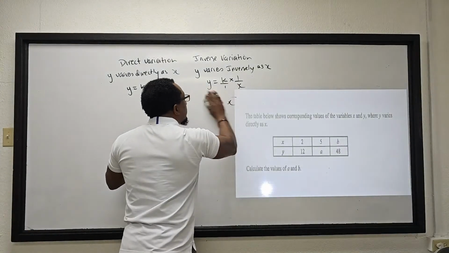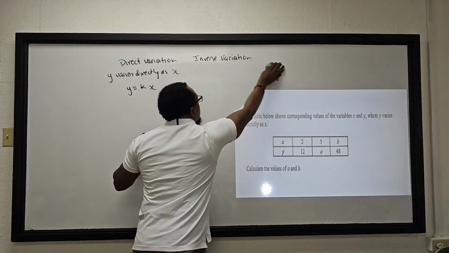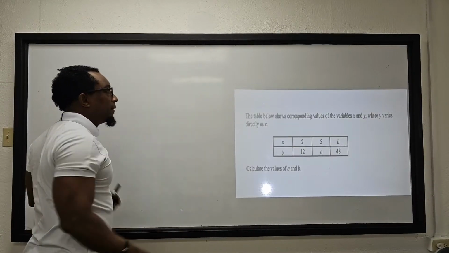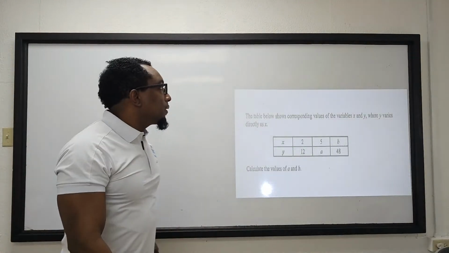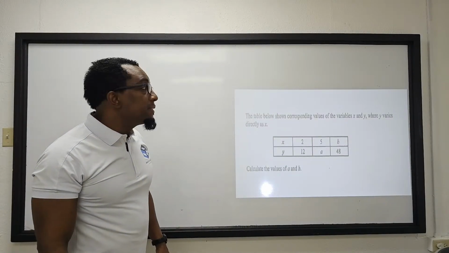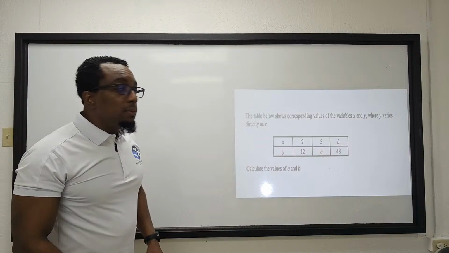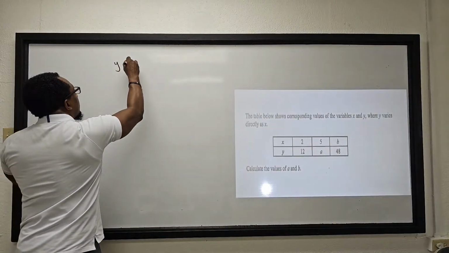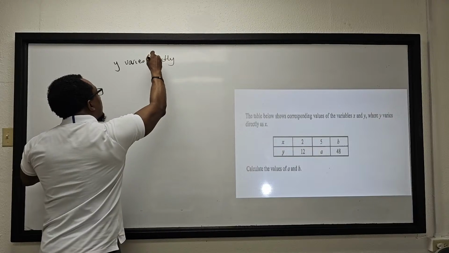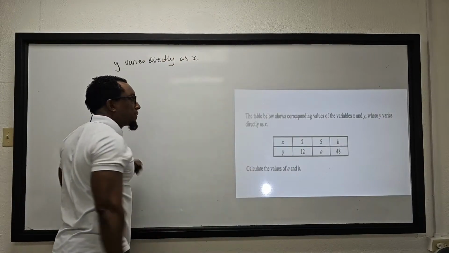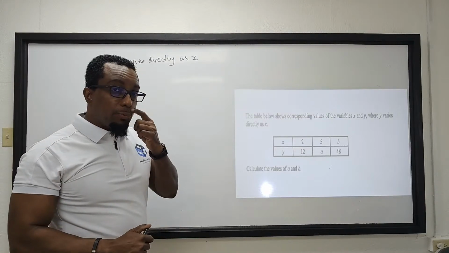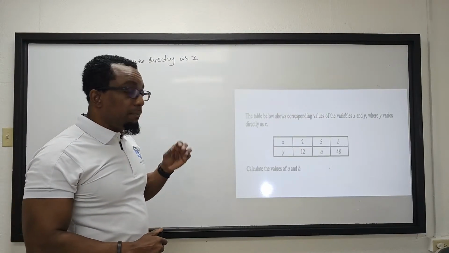So we have here the table below shows corresponding values of the variables x and y, where y varies directly as x. Good? They want us to calculate the values of a and b. So we have this table here, x, and we have y.